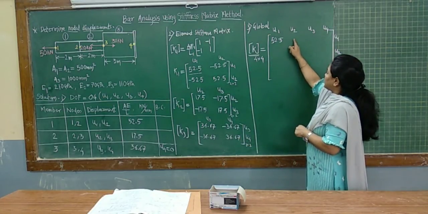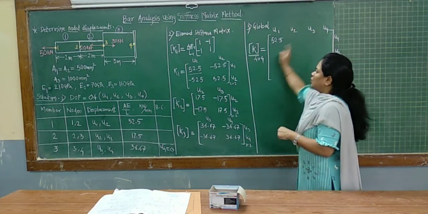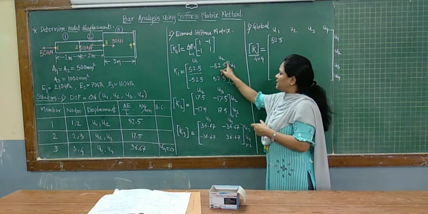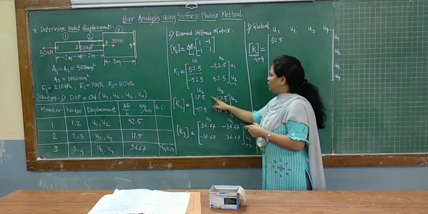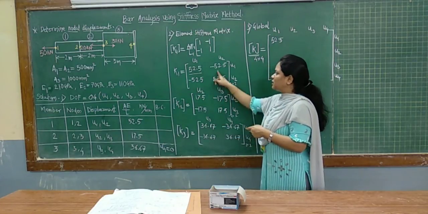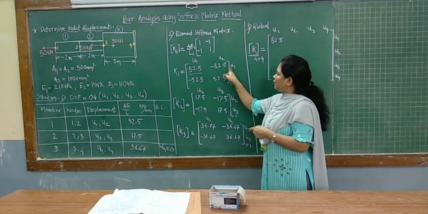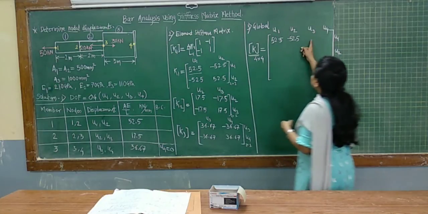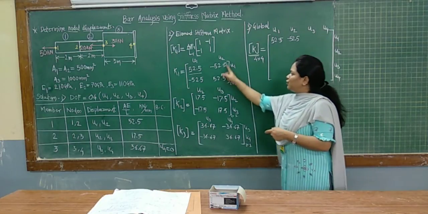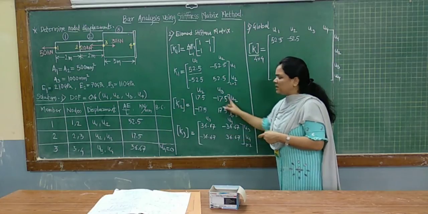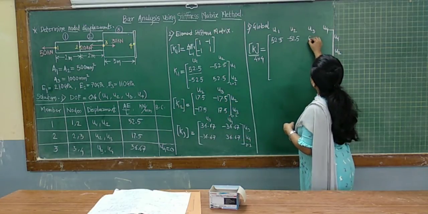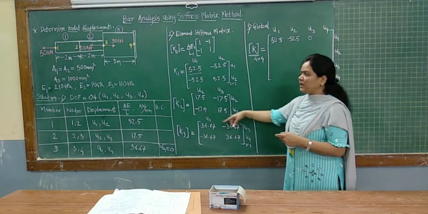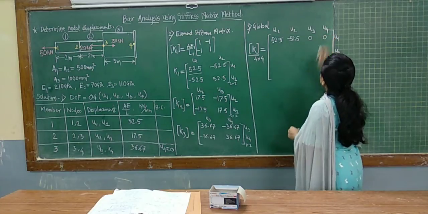Next element here, that is in the U2 column, U1 row. So pick that element from these element stiffness matrices. It is not in the second and third. It is only appearing in the first one. So U2, U1 it is minus 52.5. Next U3 column, U1 row. There is no such combination, so U3, U1 element is 0. And similarly U4 column, U1 row. There is no such combination here, so again it is 0.